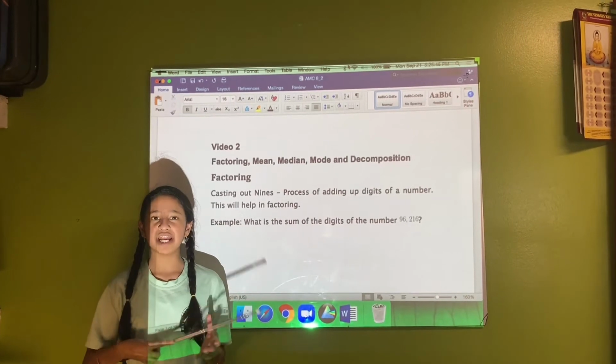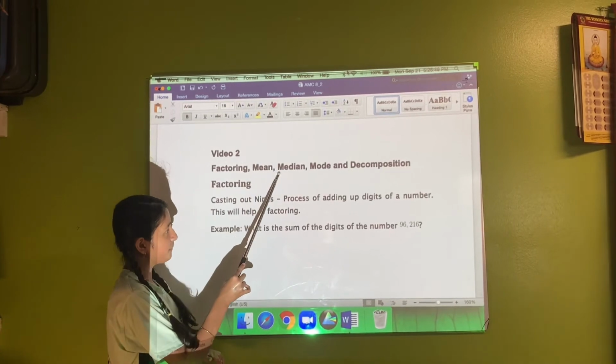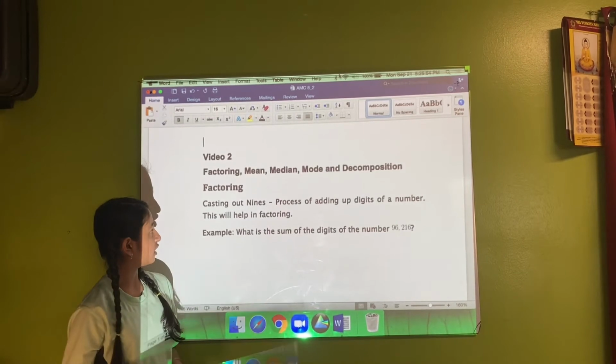Our second video of our AMC series. In this video, we'll be doing factoring, mean, median, mode, and decomposition. So this is our first topic of factoring.